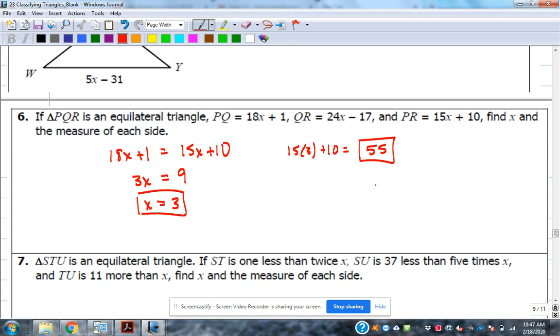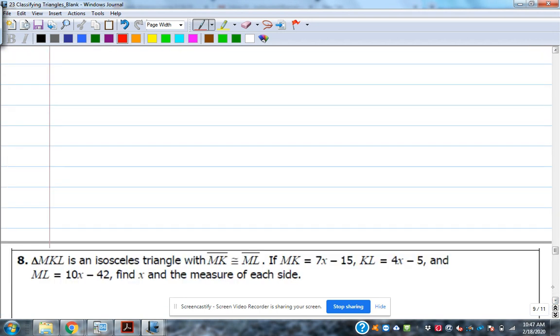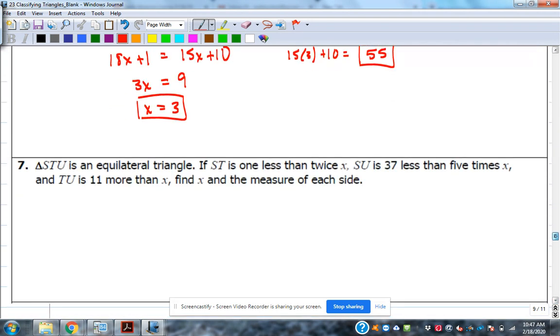So same problem as number 1 was, just no picture. Number 7 gets a little bit tougher. Whoops. So tough I didn't want to say that.